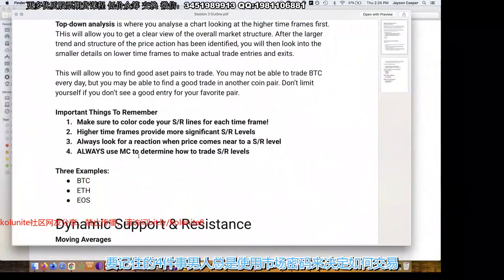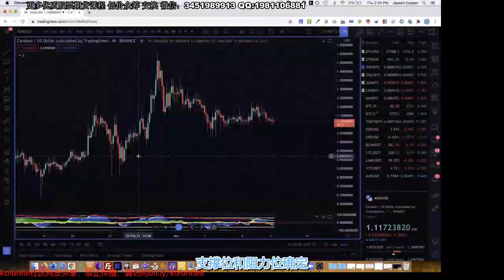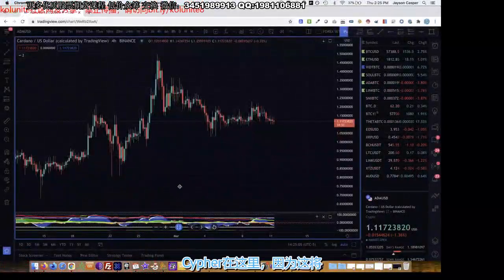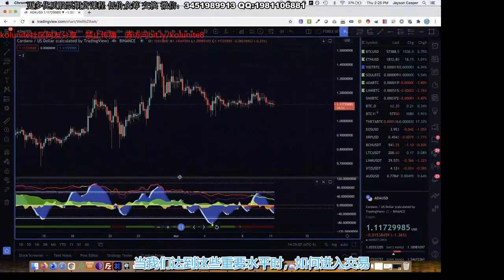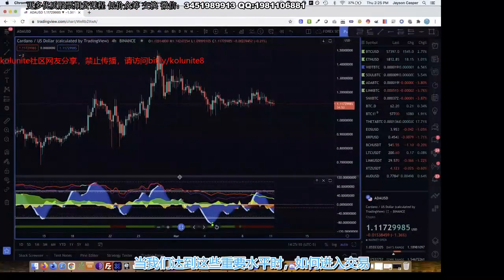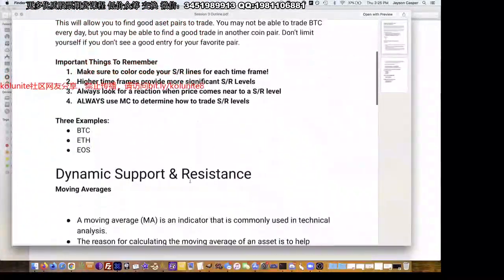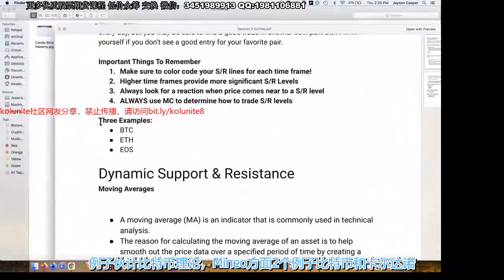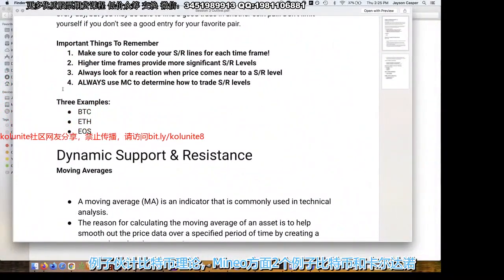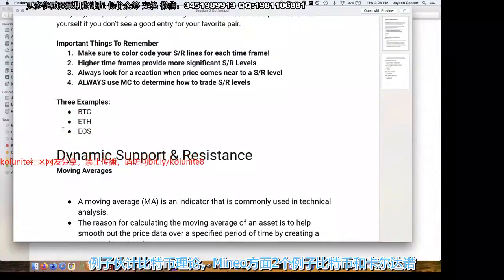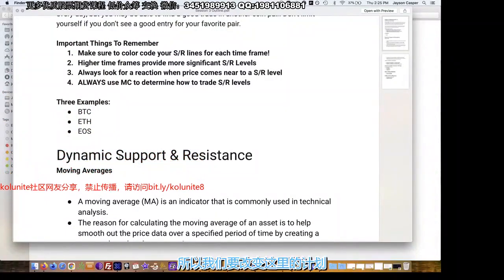Fourth thing to remember, guys, always use Market Cipher to determine how to trade the support and resistance levels. Okay, if we're trading with Market Cipher here, this is going to tell us how to enter trades when we come to these significant levels. Okay, I was going to do 3 examples, guys: Bitcoin, Ethereum, and EOS. I did 2 examples: Bitcoin and Cardano. So we're going to change the plan here.